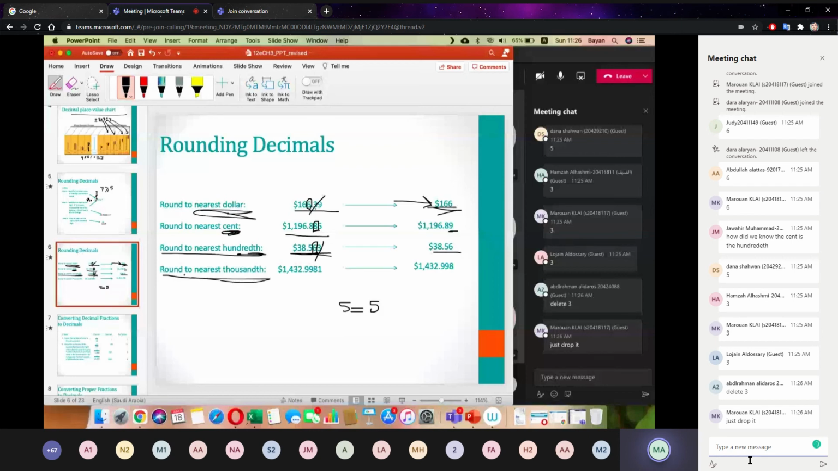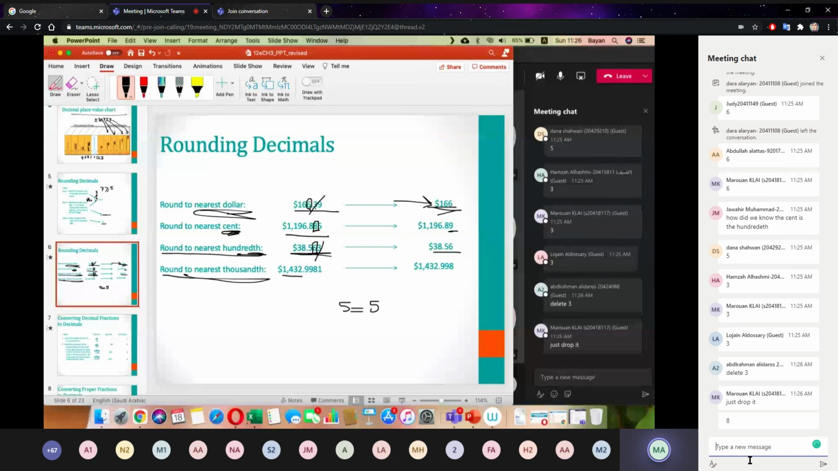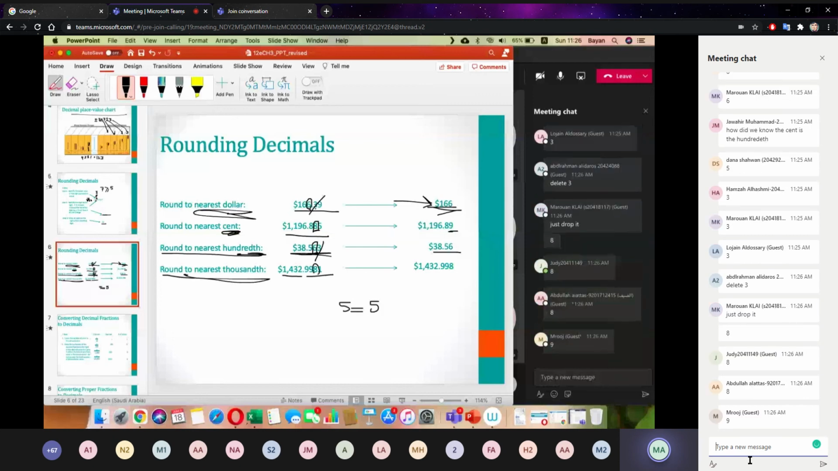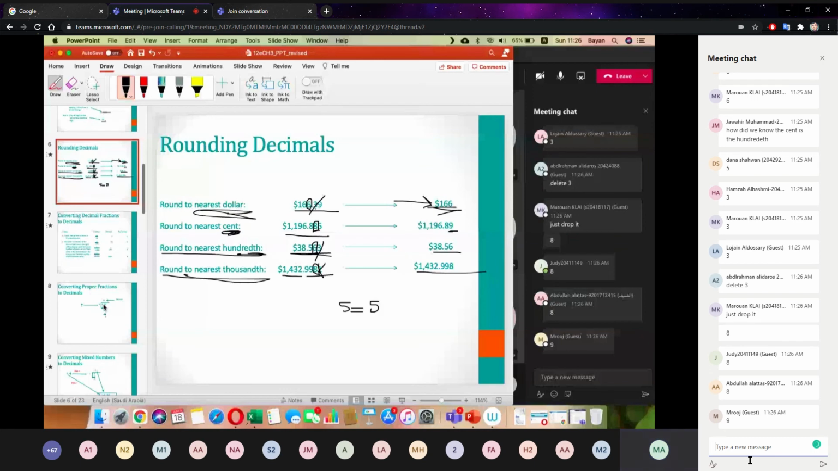Round to the nearest thousandth. 1432.9981. So the 8 here is the thousandth. After 8 we have 1, so we drop 1. So the answer will be 1432.998. Clear, everyone?